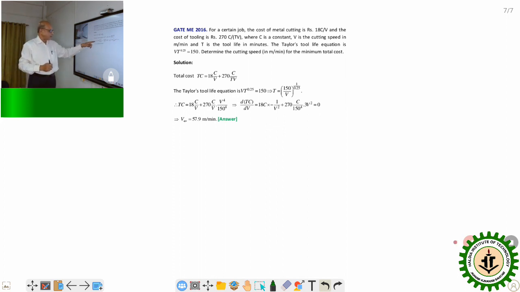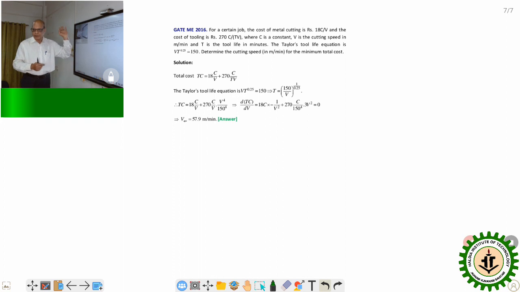Now total cost becomes a function of V, the cutting speed, only. To minimize the total cost, we take the derivative of TC with respect to V, which is 18 C times minus 1 by V square, plus 270 into C by 150 to the power 4 into 3 V square. After simplification, you will get V optimum equal to 57.9 meter per minute.